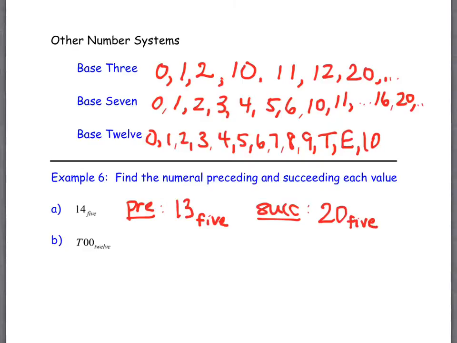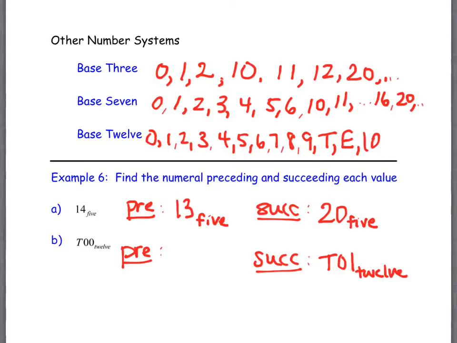We're going to do the next number in reverse order. That is, we're going to do the succeeding term first because it's the easier one. This is base 12, and I have T 0 0. What would come after T 0 0 in base 12? T 0 1. So that was pretty simple. You guys got that no problem. 1 comes after 0.